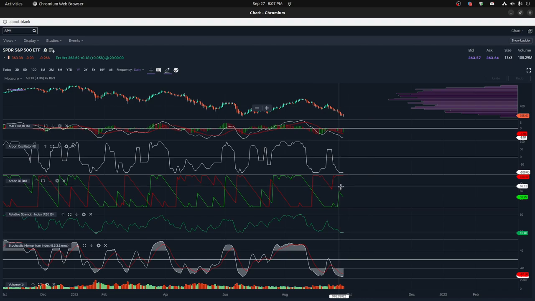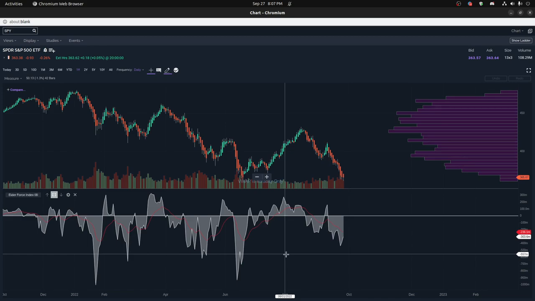It did look like it came up a little bit on the Aroon indicator here. You can see that maybe showed some sign of positivity, but maybe not. So the bad news is that we're still negative. But the good news is that the force behind the negativity is slowing down a little bit, which is great.